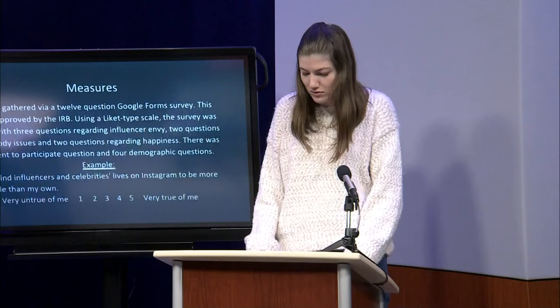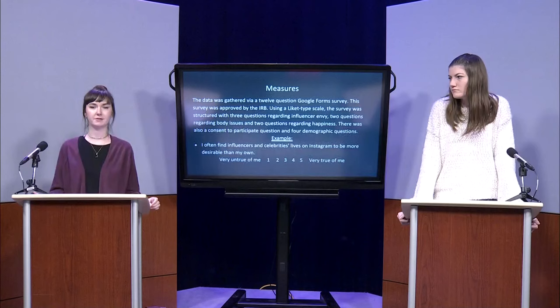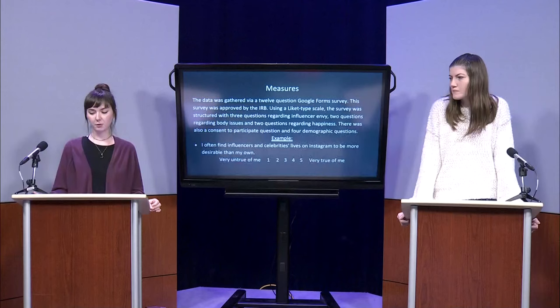Participants were asked to answer the questions on a Likert type scale from 1 to 5, 1 being very untrue of them and 5 being very true of them. We used 12 questions based on our three hypotheses of body issues, influencer envy, and happiness.